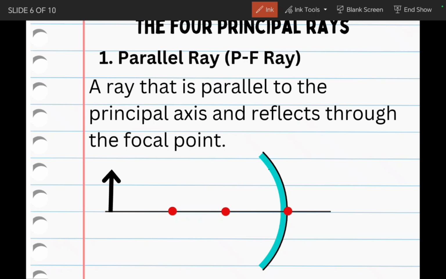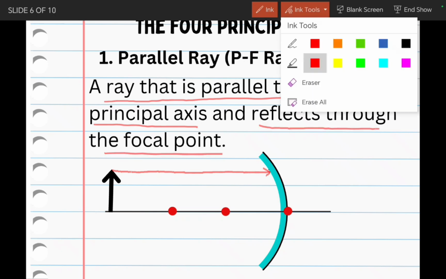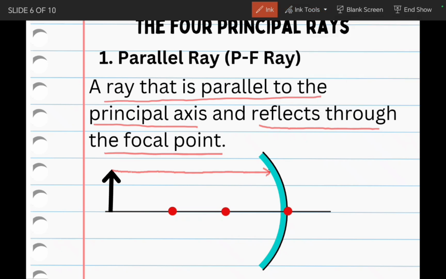Okay, so the parallel ray is a ray that is parallel to the principal axis. From the top of the object, we have to draw a parallel line. Moving to the mirror, it strikes. Because this is reflection, it will reflect through the focal point. So that you can understand that there is an incident ray and a reflected ray, we're going to use another color. For this, let's try green.